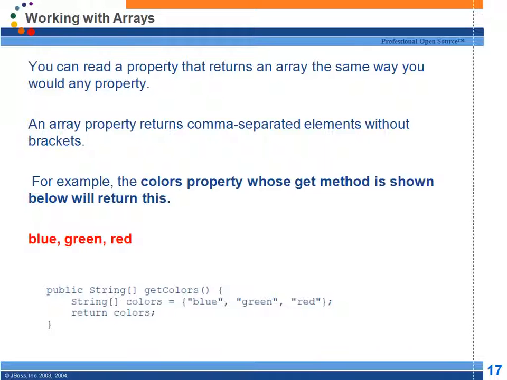Next, you can read a property that returns an array the same way as you would any property. For example, see the colors property, there is a method called getColors, which is returning an array. So if you try to print colors, it will print like this.